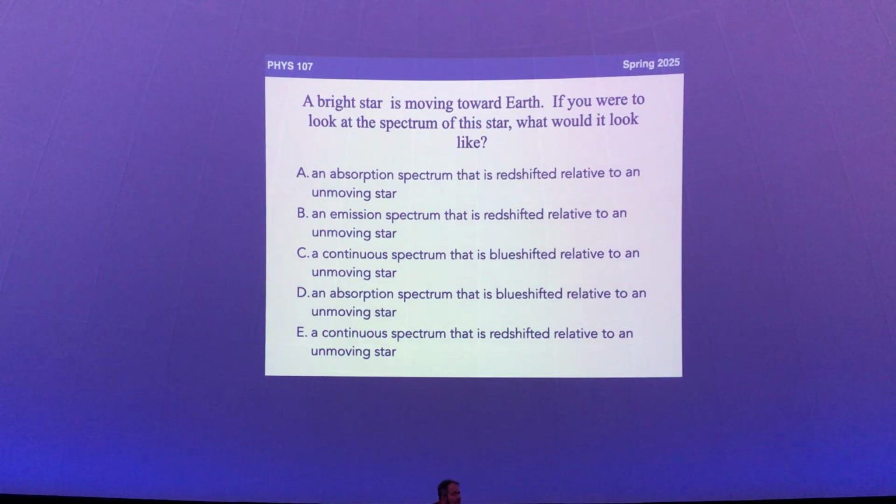All right, which one of these do you think is the most likely if we're looking at a star with an atmosphere that's moving towards Earth? 1, that's a hard one. 2, 3.